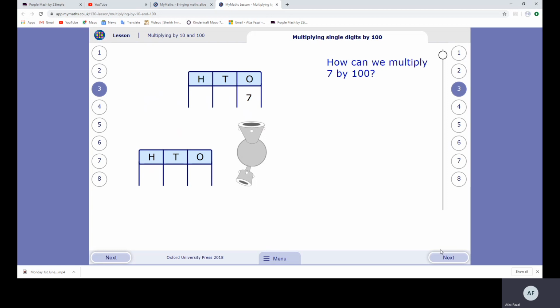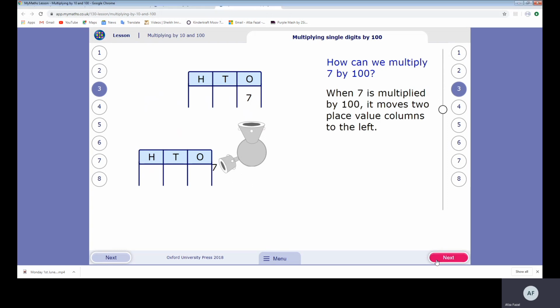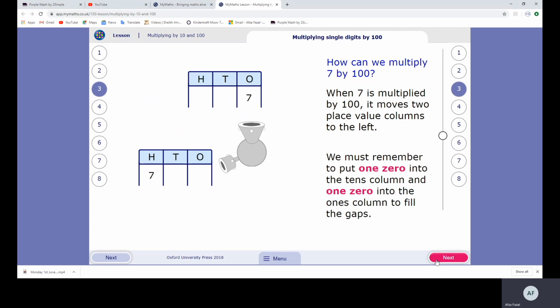How can we multiply 7 by 100? Now, in 100, we've got two zeros. In 10, we had 1 and moved one place value. So when we multiply by 100, we move two place values. So 7 is multiplied by 100, it moves two place value columns to the left. We must remember to put a 0 into the 10s column and a 0 into the 1s column as place value holders. So it goes to 700.